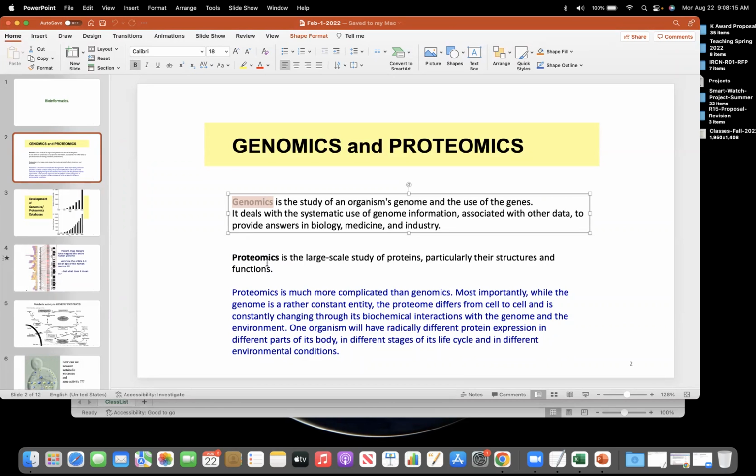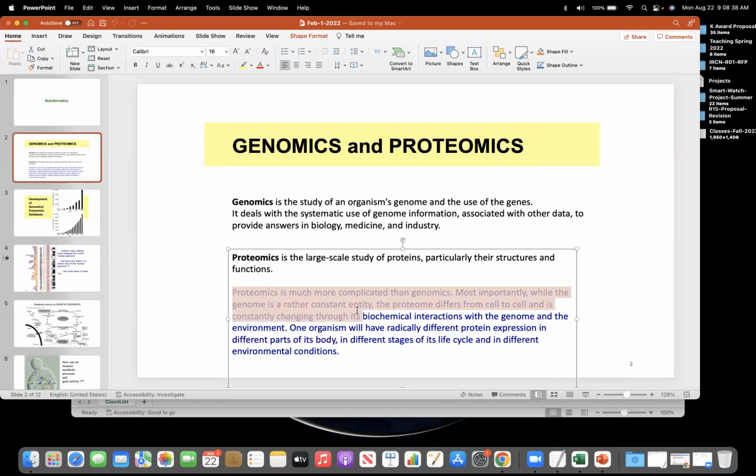And the opposite of that would be proteomics, right? So proteomics is the study of proteins. And it is a large scale study of proteins, right? So proteomics is just not studying, say, the structure of one protein, but it is studying the structure of many proteins. It's a large scale study of proteins, right? And proteomics is much more complicated than genomics. More importantly, while the genome is the constant entity, proteomics differs from cell to cell and is constantly changing through its biochemical interactions with the environment, right?